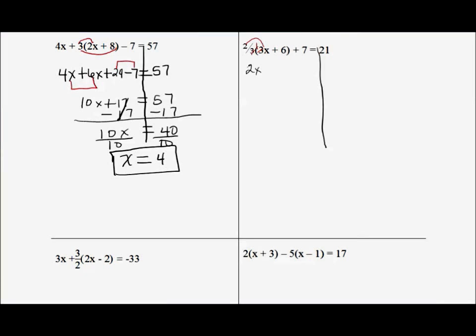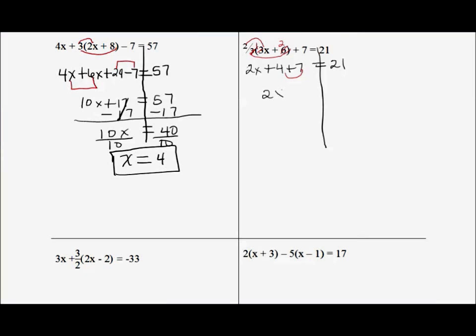And then when I distribute 2/3 to 6, 3 will go into 6 twice, so this becomes 2. So now 2 times 2 gives me 4. So this is 4 plus 7 equals 21. Just bring down everything else. Now I have like terms. I'm going to combine my like terms.